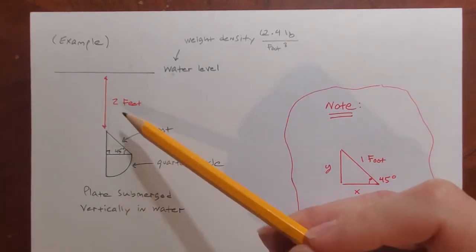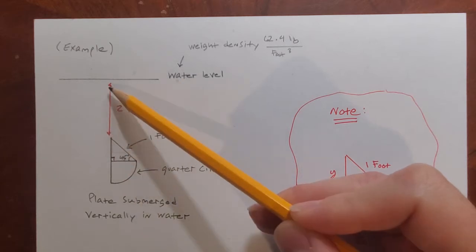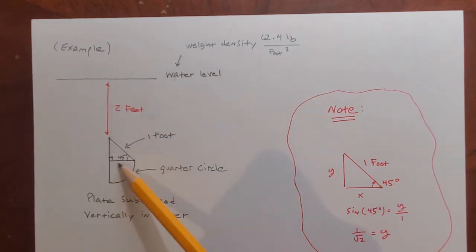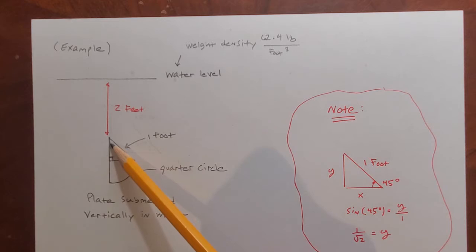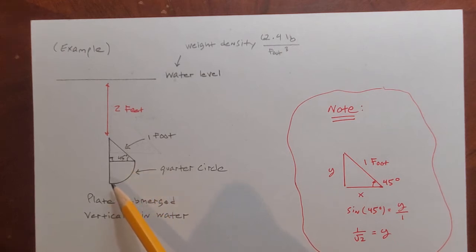Now, the numbers that are given are that the very top of this thing is 2 feet deep, 2 feet under the water level. This triangle has a 45-degree angle there, 90 degrees here. As a result, it's also 45 over here. The hypotenuse is 1 foot. And then this is a quarter circle, and there's no dimensions given at all.